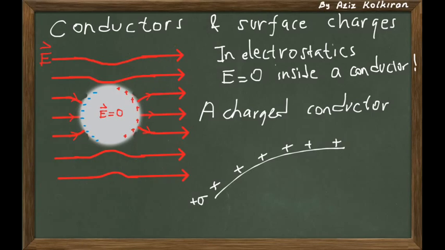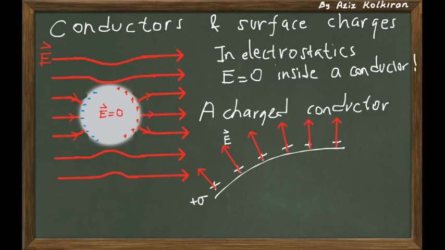So I will finish up quickly. Once you have these charges on the outer surface of a conductor, the next question is, what is the local electric field right on the surface? And the electric field, as you know, must always be perpendicular to the conductor.